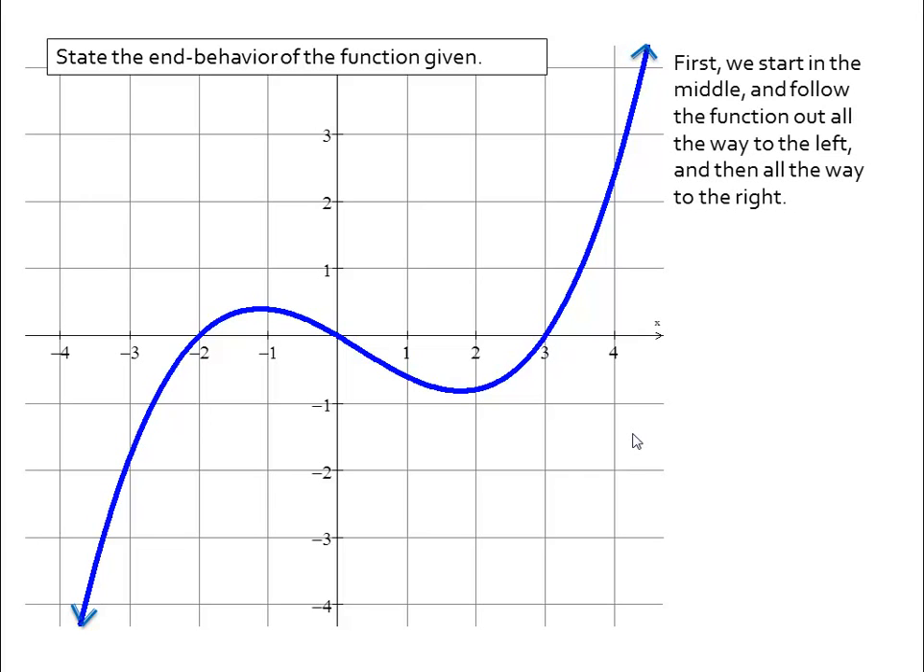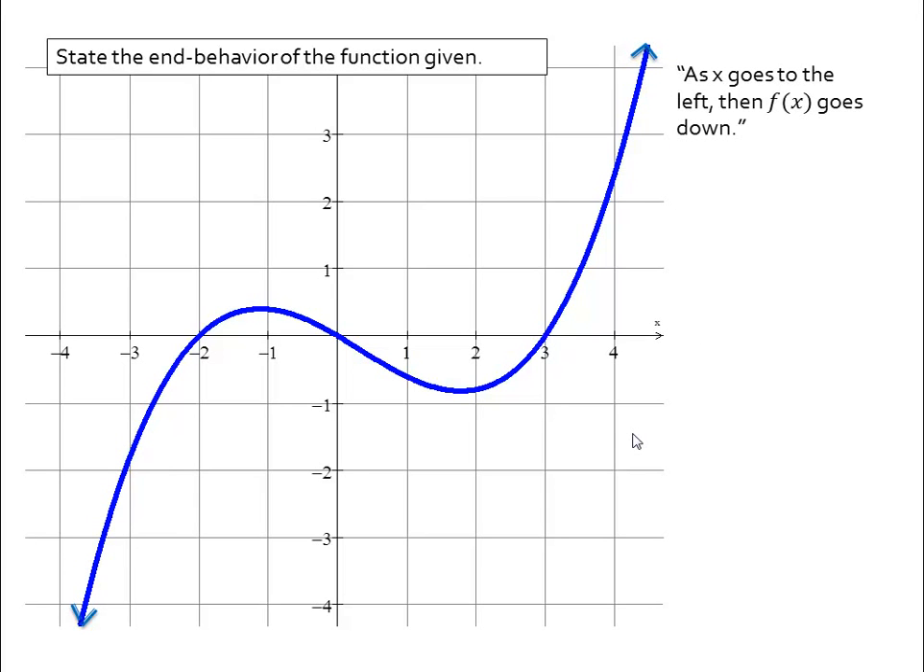We start at the middle. I'm going to put my finger on the black dot, and I follow the function all the way to the left, and then all the way to the right. Let's start by going to the left. It looks like this arrow here is going down. So, as x goes to the left, f of x, which is a fancy word for y, goes down. Basically, as the black dot goes to the left on the x-axis, it goes down on the y-axis.